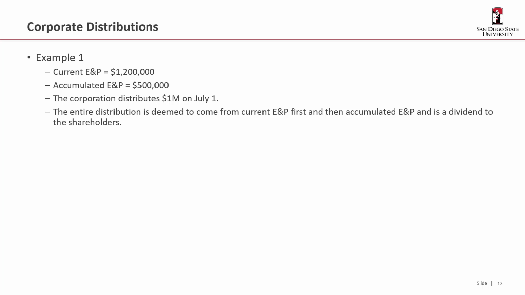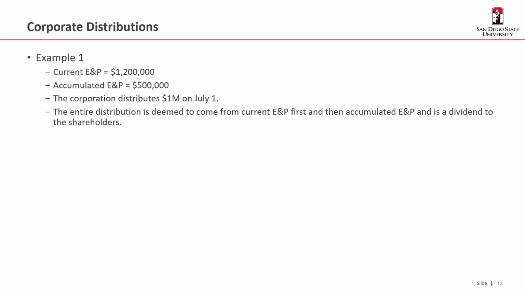Okay, so I've got positive current E&P of 1.2 million. I've got positive accumulated E&P of 500,000. And on July 1st, so in the middle of the year, this is a calendar year corporation, the corporation distributes $1 million. Okay, so the way the rule works is when you are in a positive situation, first, the entire distribution is deemed to come from current E&P, and then accumulated E&P. And obviously, it's a dividend to the extent of either of those.